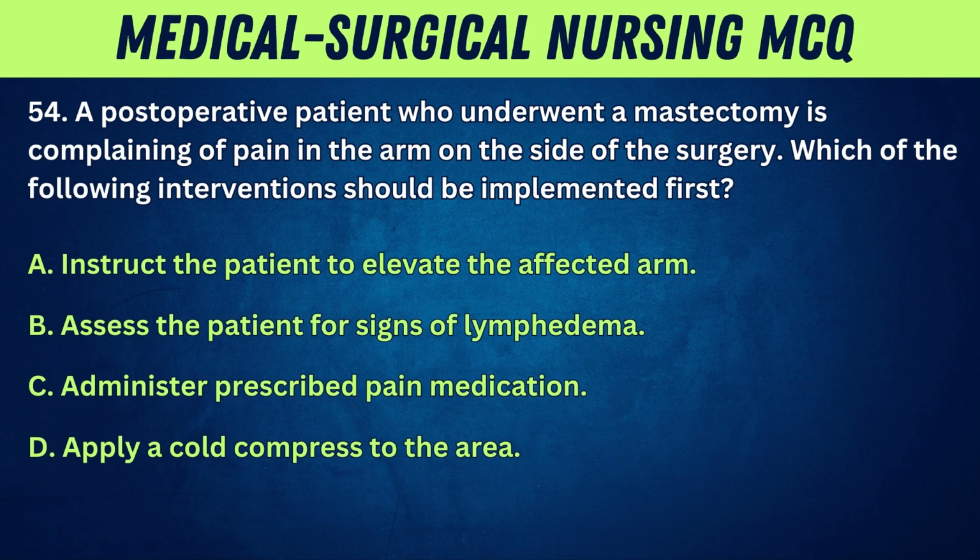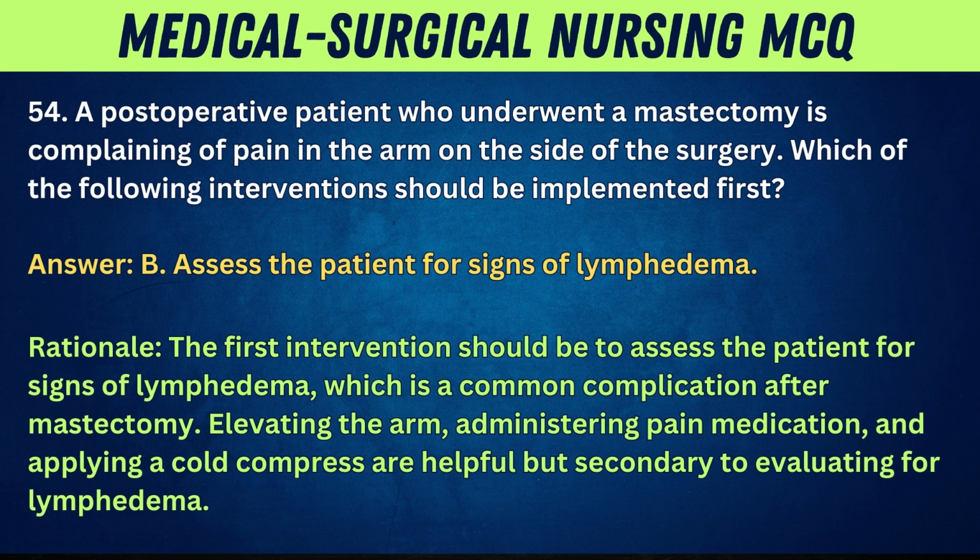54. A postoperative patient who underwent a mastectomy is complaining of pain in the arm on the side of the surgery. Which of the following interventions should be implemented first? A. Instruct the patient to elevate the affected arm. B. Assess the patient for signs of lymphedema. C. Administer prescribed pain medication. D. Apply a cold compress to the area. Answer: B. Assess the patient for signs of lymphedema.